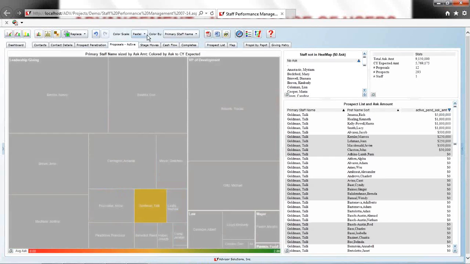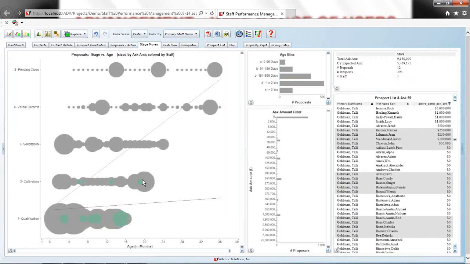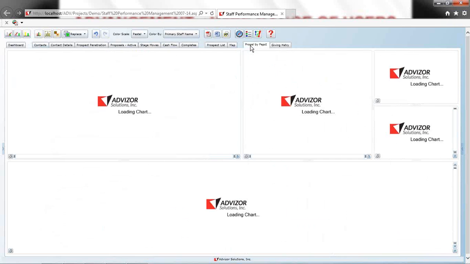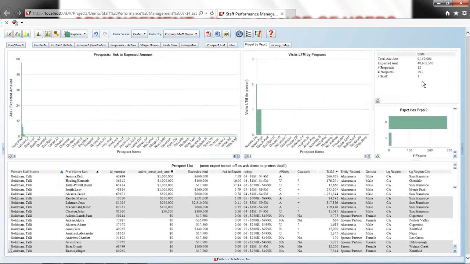Just click her here. Go back to the stage moves. All of her pool is down here in qualification, cultivation. Nothing has advanced, and she's been on the team like 3 years now. Let's zero in on her. Look at proposal by prospect. She's got a lot, 293, a little bit of ask, way below the expected value. And boy, she's not visiting many.